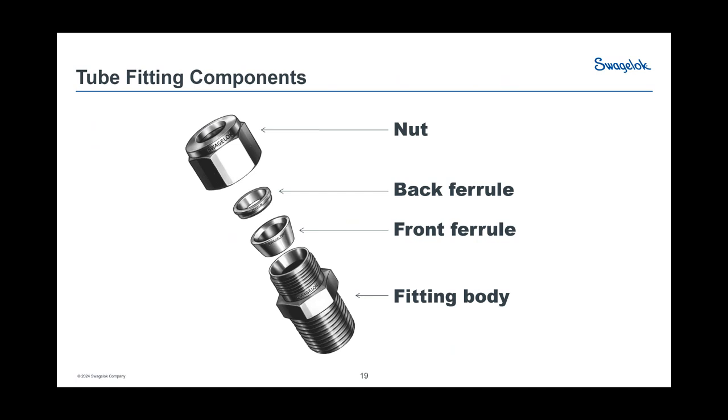Now, the way this works is there are 4 primary components and 2 secondary. There's a fitting body, a front ferrule, a back ferrule, and a nut. And then there's a piece of tubing that goes in there, and then there's the operator that actually pulls them up.